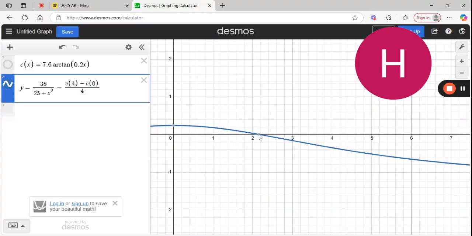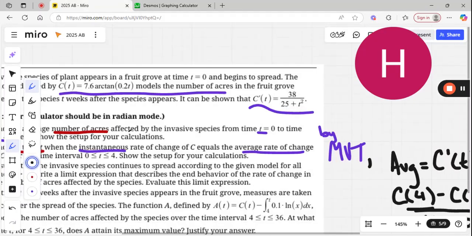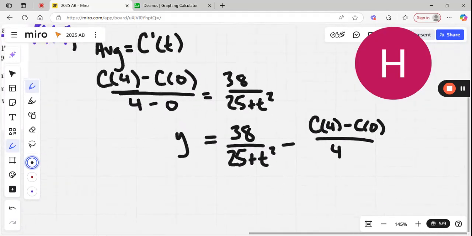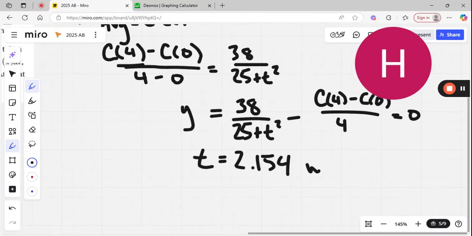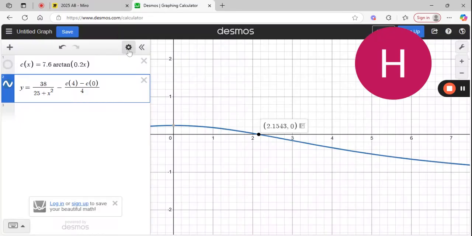So here we have a simple point. It's going to be at 2.154. So when t equals 2.154, that is when these times are equal. And that's going to be in weeks. They don't specifically request units, but it's good to know. A reminder that you'll want to round to the third decimal place here.